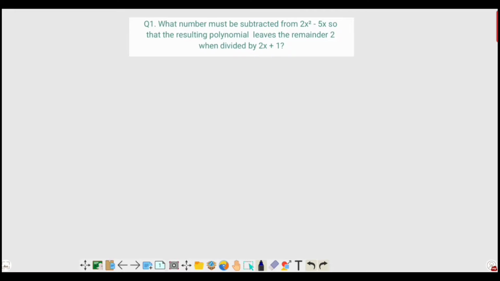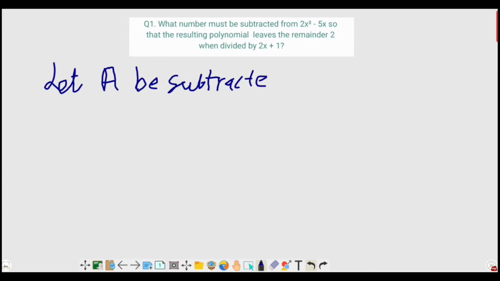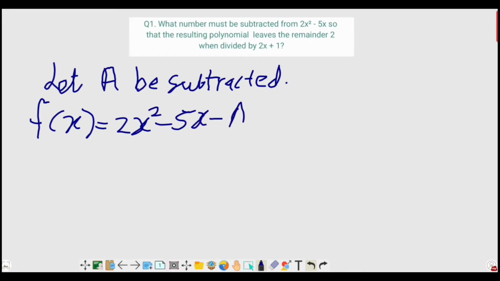Now students, let's solve the sum. What number must be subtracted from 2x square minus 5x so that the resulting polynomial leaves the remainder 2 when divided by 2x plus 1? Suppose I am taking capital A. Let A be subtracted. So here f of x will be 2x square minus 5x minus A. Now you have to divide by 2x plus 1.